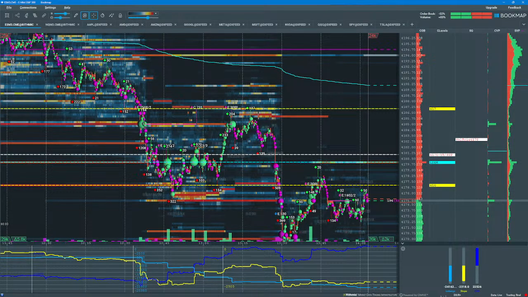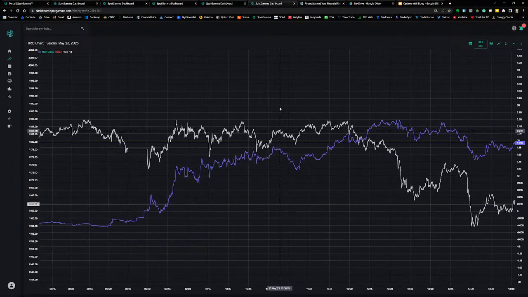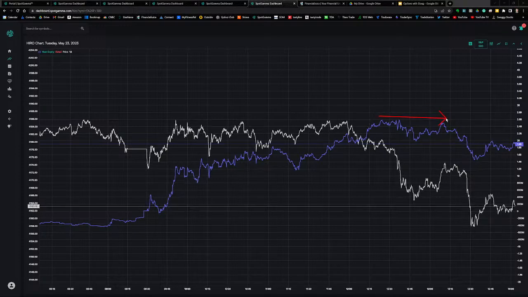Let's go back and take a look at Hero and see if there was any clue for this final move lower. And not really, other than Hero leveled off sometime later, so traders stopped taking positive delta positions, but that was after price already started to move lower.